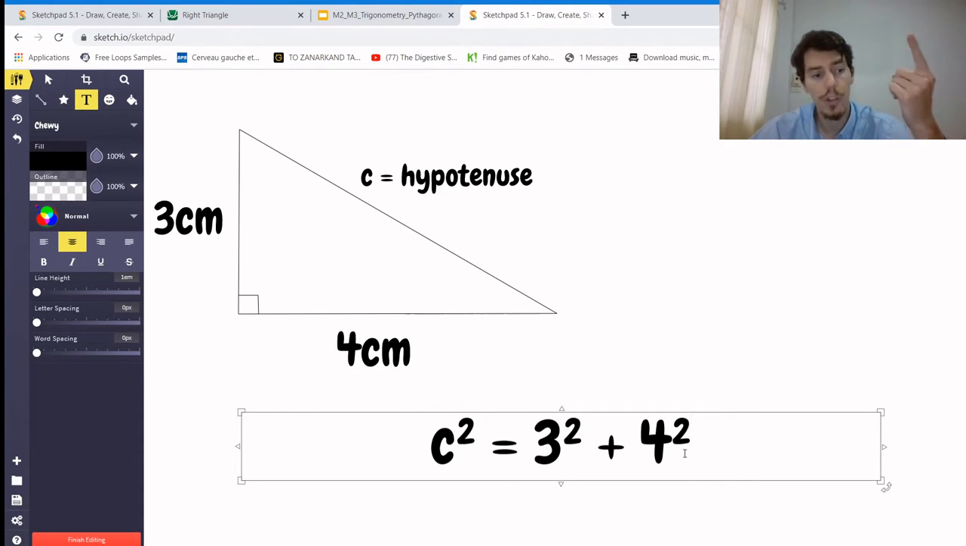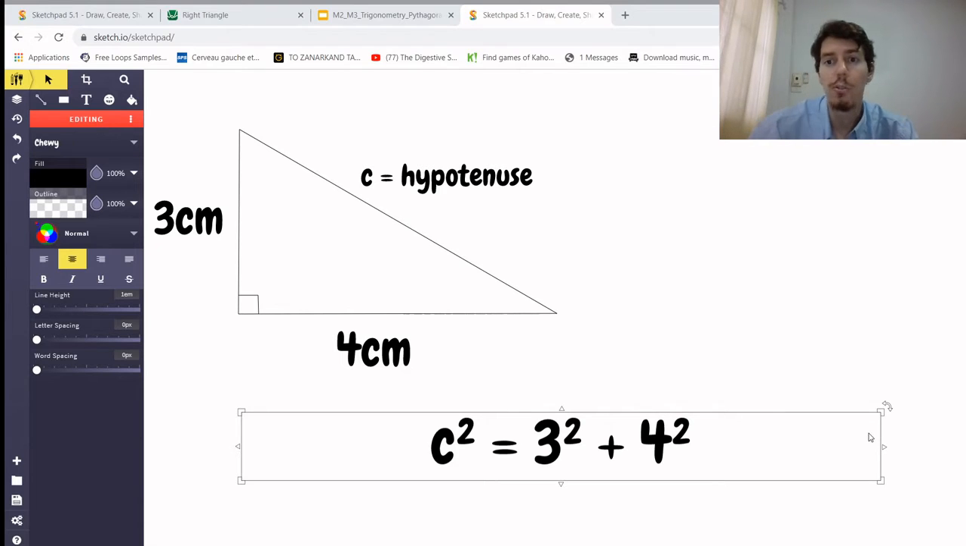Remember solution? I think in Thai is wititam, something like this. It is how much the variable is. So in this equation here, we can find how much c is, and this is what we want to do. We want to know how long the hypotenuse is, how much c is. Now, how do we do that? How do we find the solution of the equation?